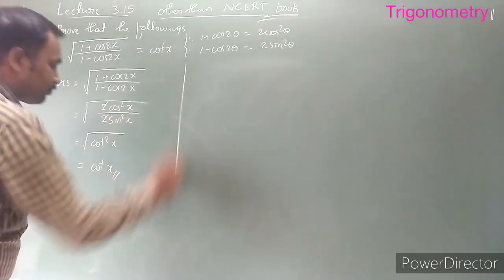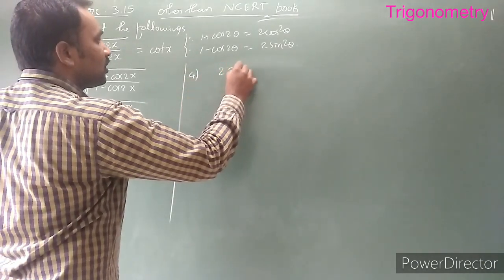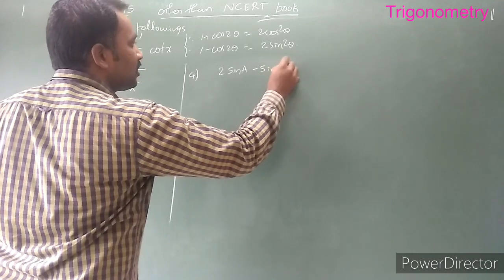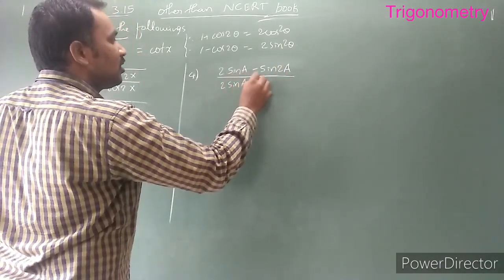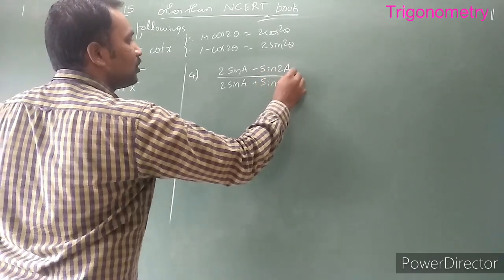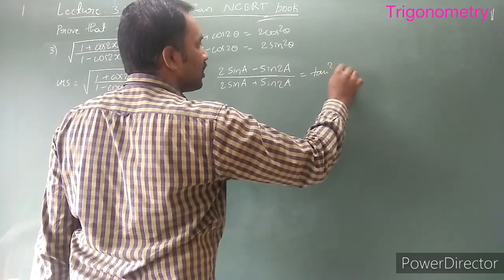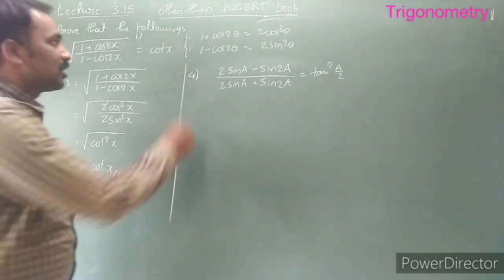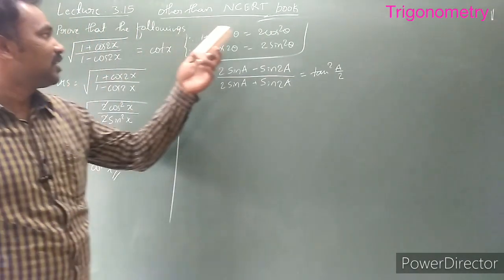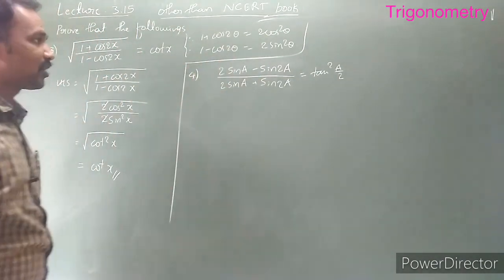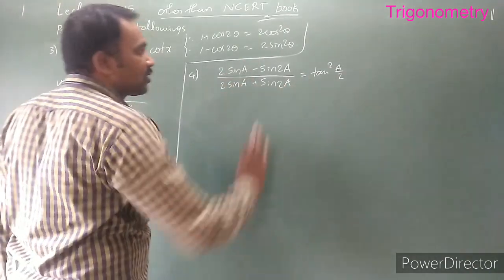That's it. Now in the same manner, next: (2 sin A minus sin 2A) divided by (2 sin A plus sin 2A) is equal to tan square of A by 2. Here the angle x is there, here the angle theta is there, here the angle A is there. Different notation they are using. We need to prove that LHS is equal to RHS.